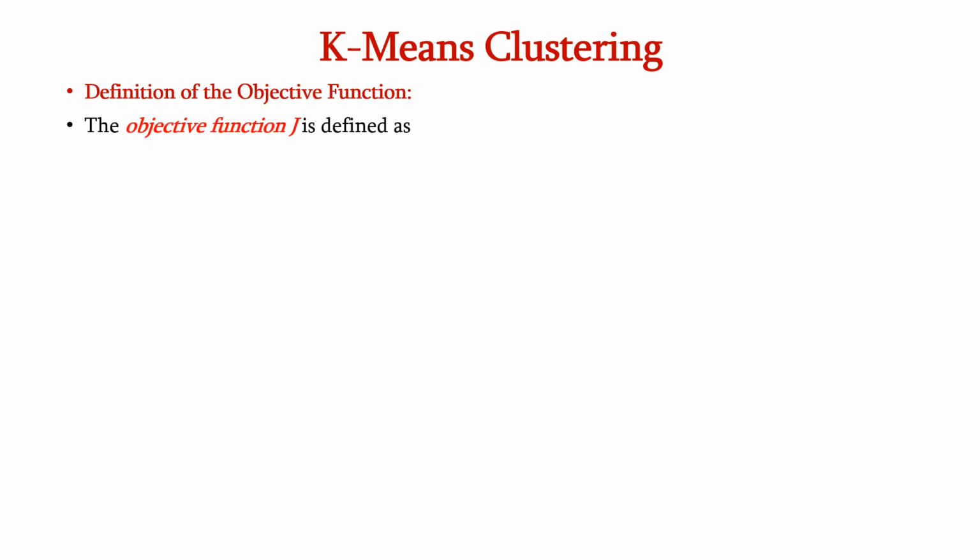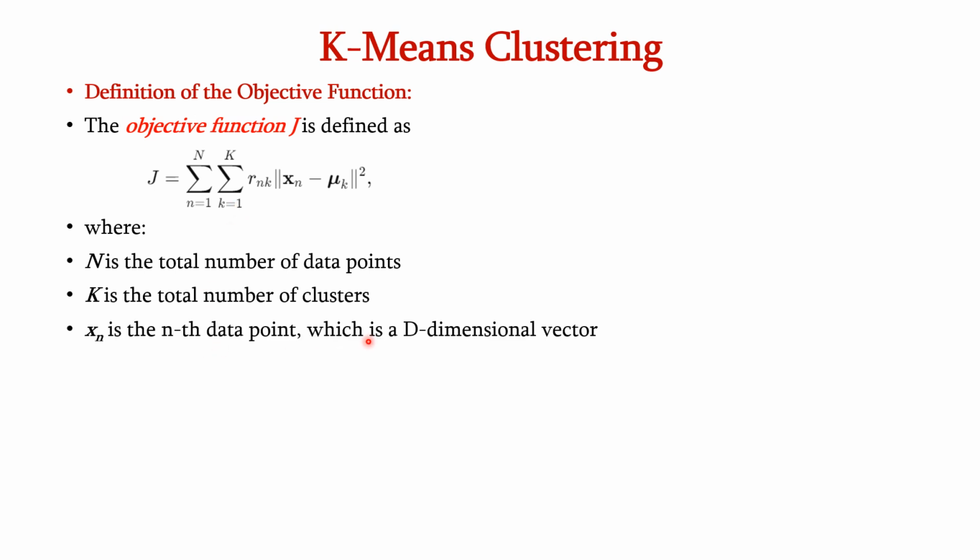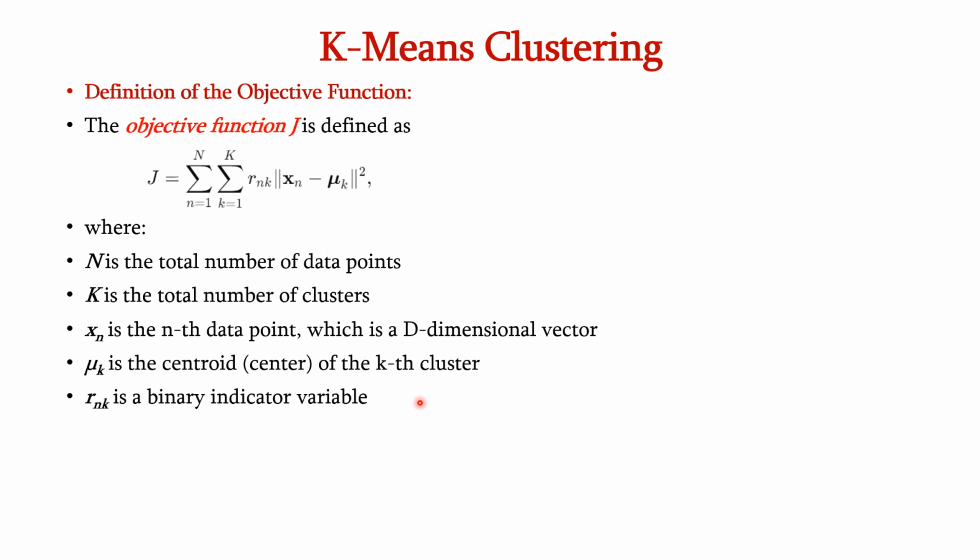The objective function for K-means clustering is defined as J equals the double summation of Rnk times the norm of Xn minus mu k, whole squared. Here in the first summation, n indicates the total number of data points. In the second summation, k is the total number of clusters. Xn is the nth data point, which is a d-dimensional vector. Mu k is the centroid or center of the kth cluster.